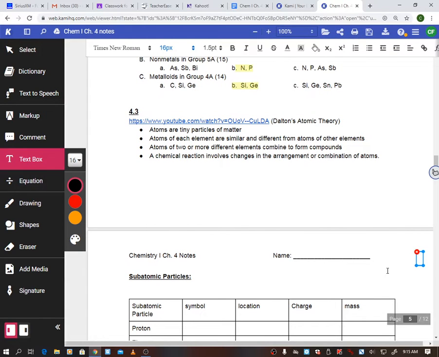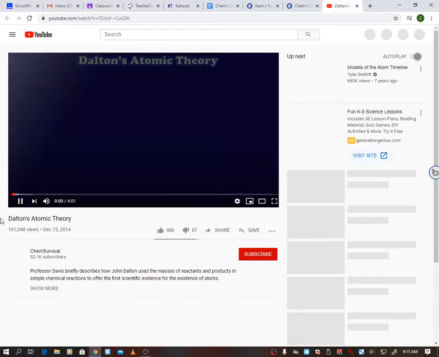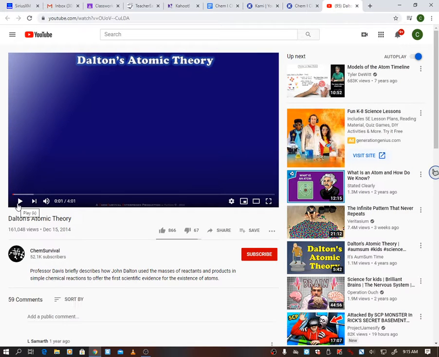This is section 4.3 notes, and it's going to talk about the atom and how scientists came up with kind of the model that we have today. So the first thing I'm going to do is show students this video on Dalton's atomic theory, and this is the theory of how the atom was really discovered. So I'm going to go ahead and play that.